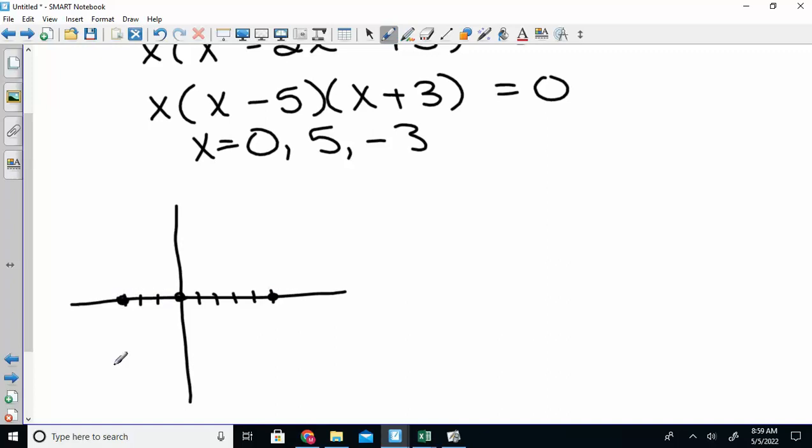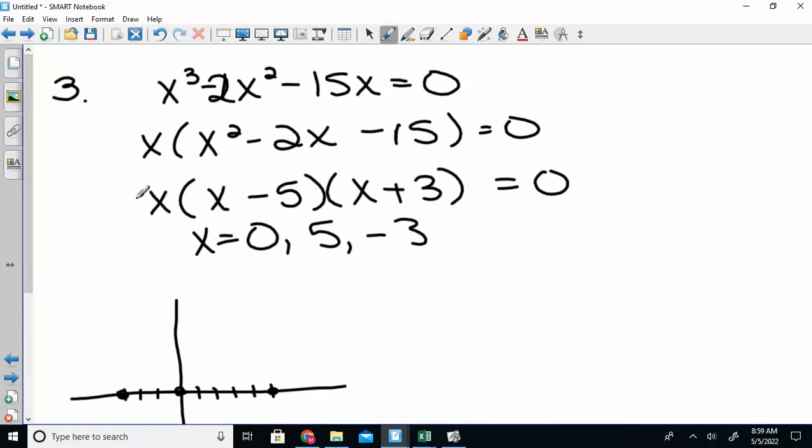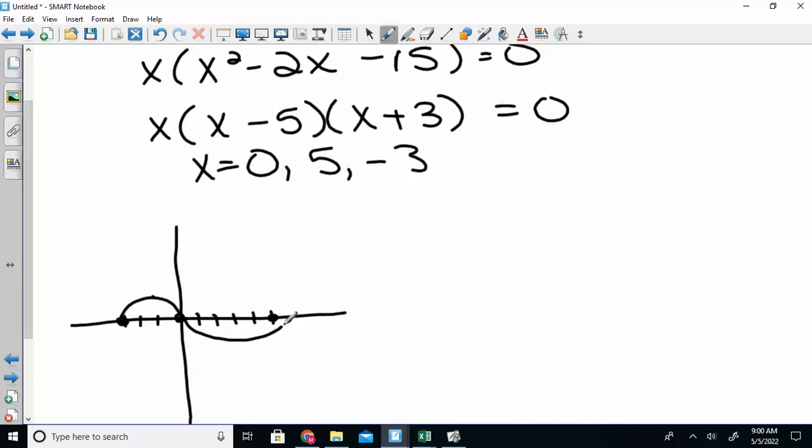Okay, let's try to get a rough picture from here. Really all I need to know is, is it above or below the axis? So if you put in negative 1 into the original, we get negative 1 times negative 6 times 2. So negative 1 gives us a positive answer. I don't even really care what it is. I just need to know that this is above the axis. If you put in a positive 1, you get 1 times negative 4 times 4. So that's a negative. Again, you could have made your graphs more accurate. I just really need to know, is it above or below?